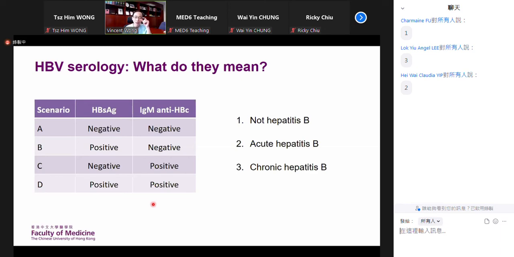Now, you may argue, what if the patient actually had acute hepatitis B but failed to lose the surface antigen? We know that 5% of the individuals would be like that. Then my simple answer is that if by 6 months the HBsAg remains positive, by definition, the patient has become chronic, and therefore you have to manage the patient as chronic hepatitis B.